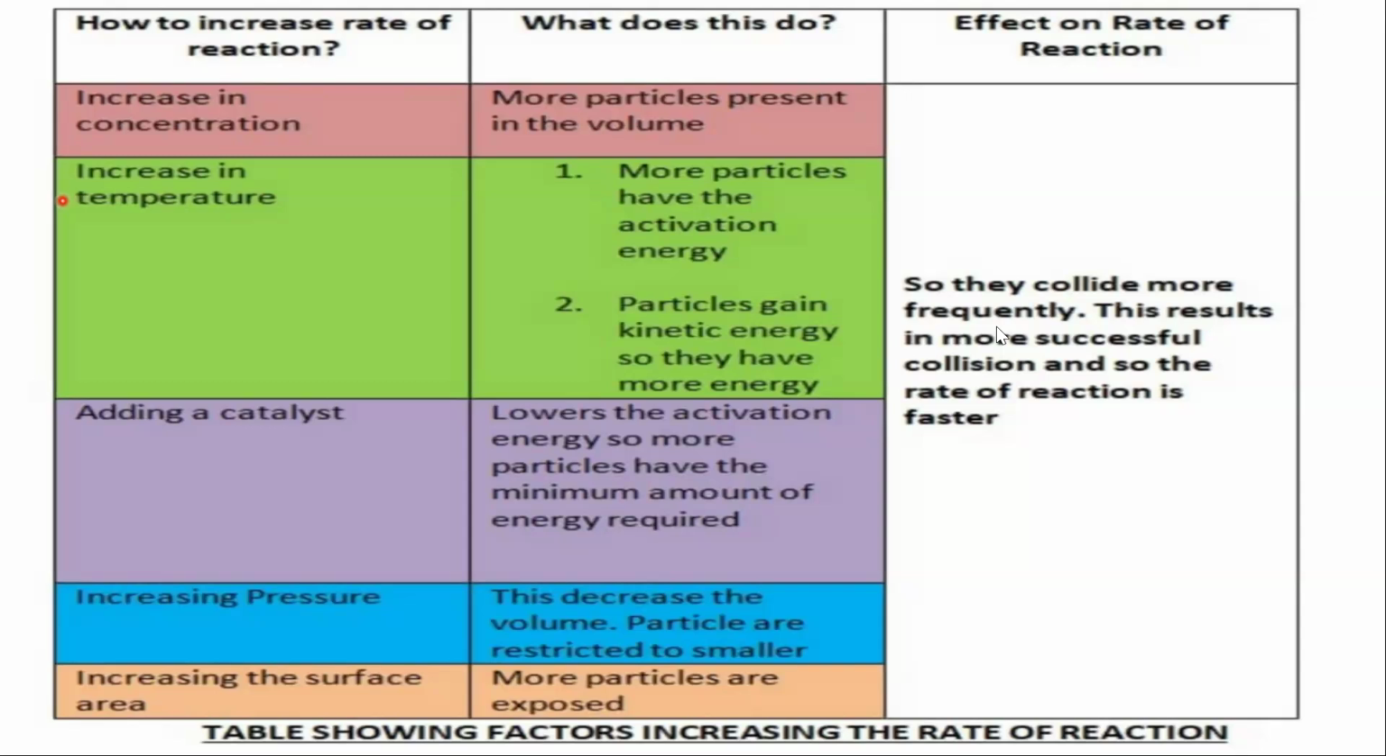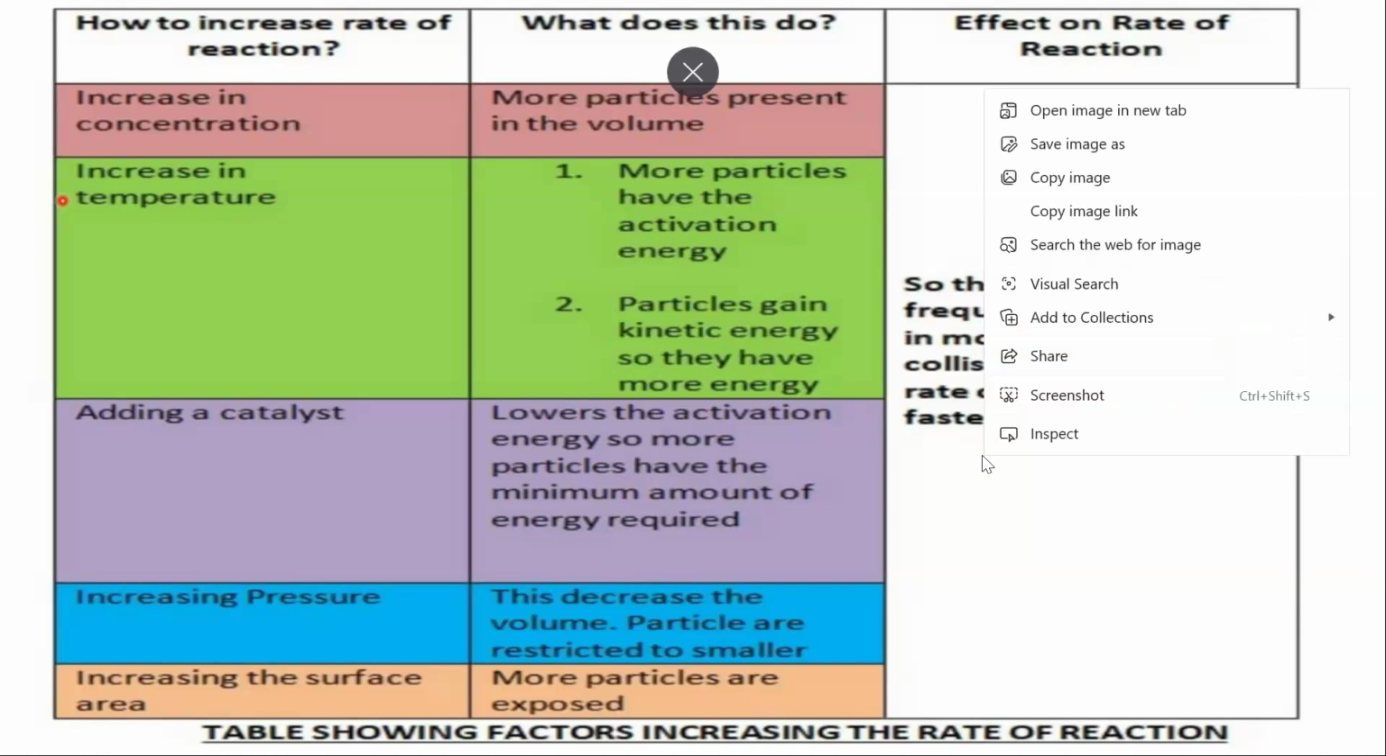Adding a catalyst lowers the activation energy. That means this minimum amount of energy is going to become lower. So more particles will have the minimum amount of energy required. If more particles have the minimum amount of energy, they're going to collide more frequently. This results in more successful collision, and so the rate of reaction is fastest.